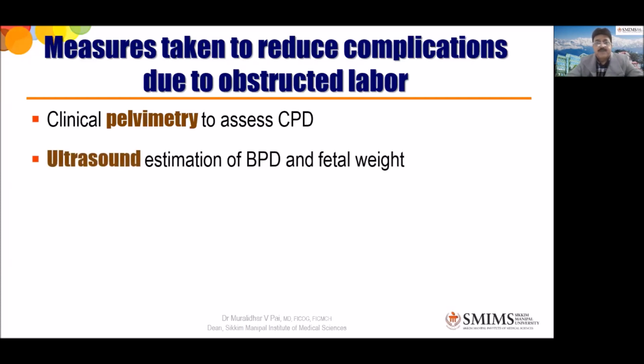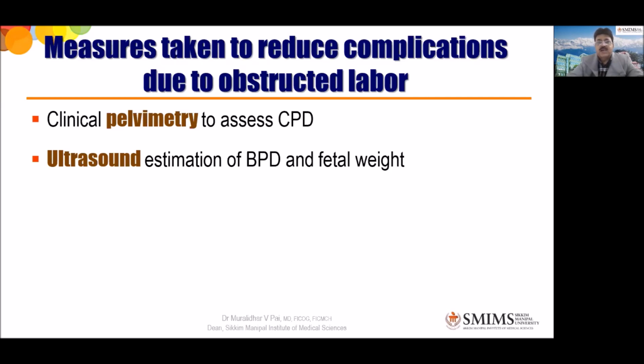Ultrasound estimation of BPD and fetal weight is a very, very important step. Nowadays, most of the labor rooms have an ultrasound machine, and you can assess the fetal weight to an accuracy of around plus or minus 8%, 8 to 10%. The heavier the baby, of course, the difference is larger, but otherwise it is possible.